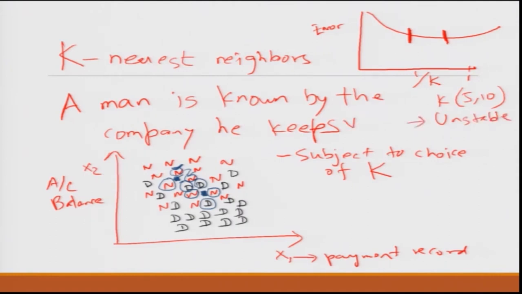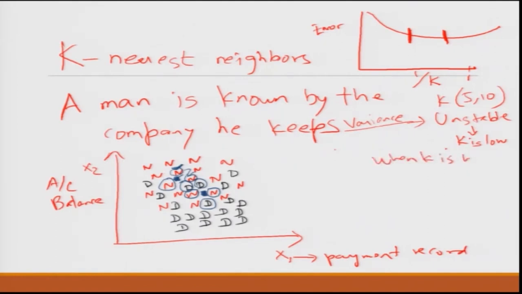The variance is high. If I talk in terms of the bias variance discussion we had last time, it is too much adapted to the data set. On new data, it may not work fine. This is when k is low. When k is high, then bias increases. So in this way, you are sampling the entire data set and hence your accuracy reduces.